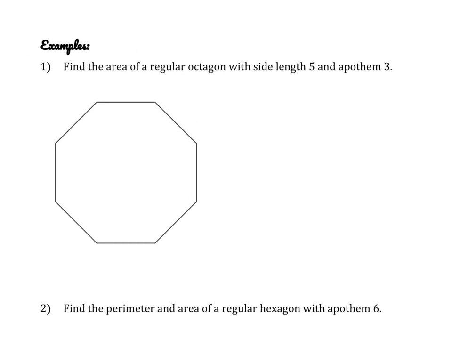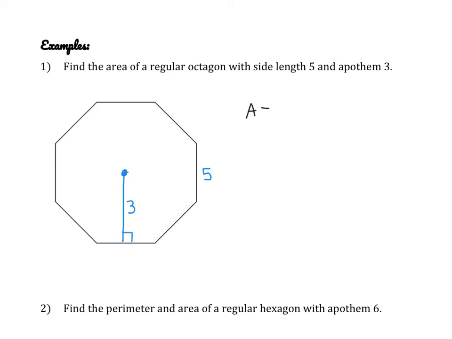Okay, so let's look here at example 1. Here we're asked to find the area of a regular octagon, which has 8 sides, with a side length of 5 and an apothem of 3. So remember, imagine if this is the center, the apothem would be that perpendicular height that we worked so hard to find. So for this, we can use our formula.